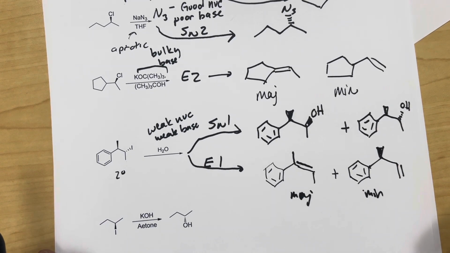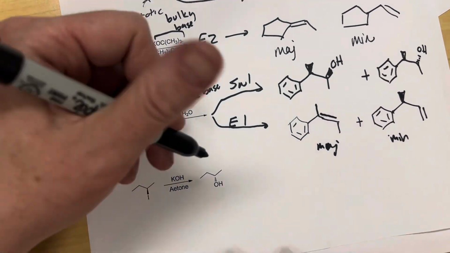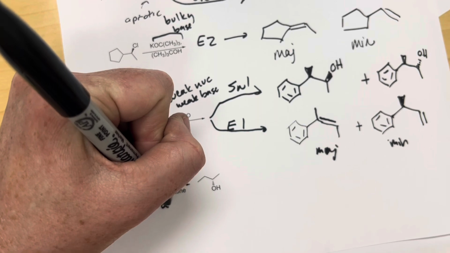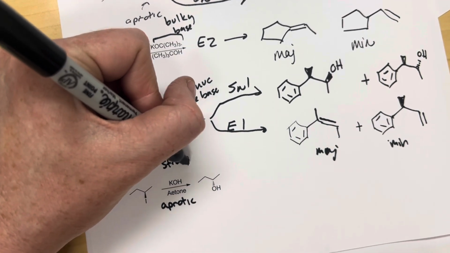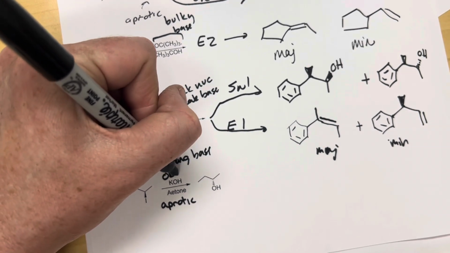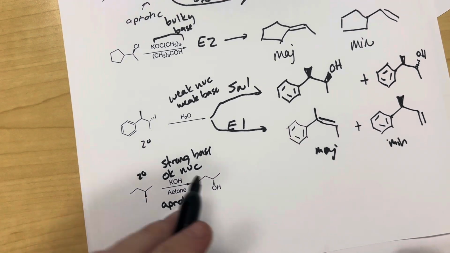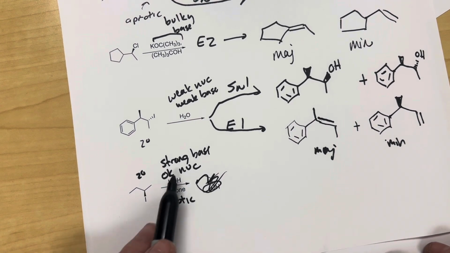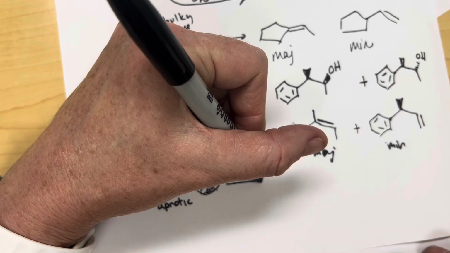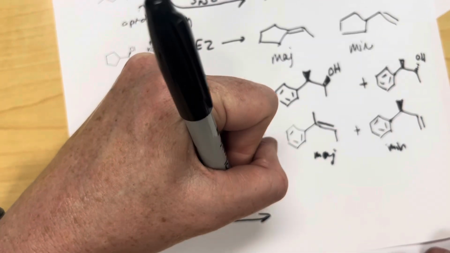All right, last but not least, I spot a strong base and an okay nuke in an aprotic solvent. And this is secondary, right? It already gave you some answers, but let's do this just to make sure we're cool with this. So a strong base and an okay nuke means it's going to proceed via SN2 and E2.